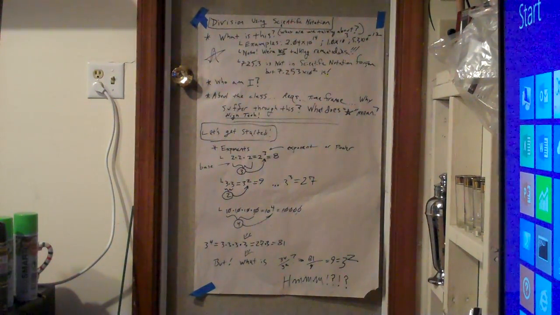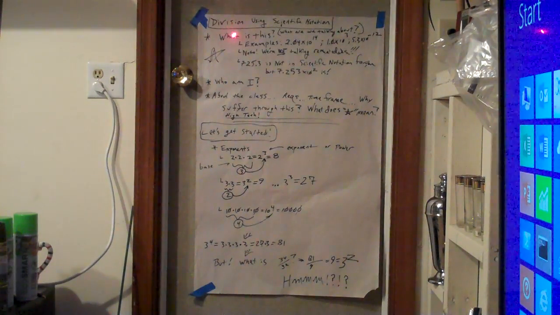Hi there. This class is division using scientific notation. Okay, what is this all about? What are we talking about? Well, first of all, scientific notation. The standard format for scientific notation is a number, a digit, and more numbers times 10 to some power. Here are some examples: 1.0 times 10 to the third, or 5.3 times 10 to the negative 12. Those sorts of things.